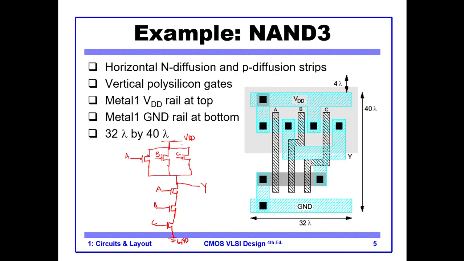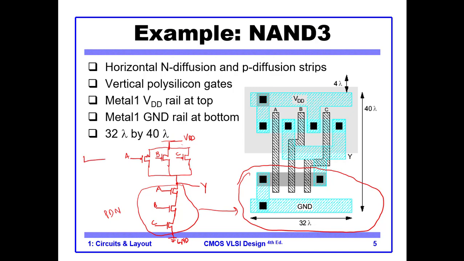Maybe we should start with this part, which is our pull down network. It is here. So our pull down network is entirely located here. You can wonder how these transistors are connected and what basically a transistor looks like in a layout. So basically a transistor is something like this.